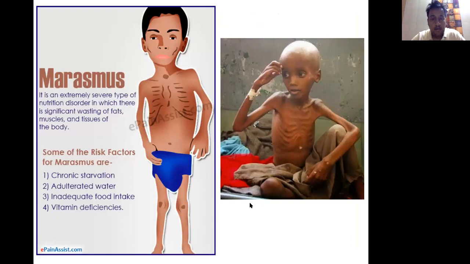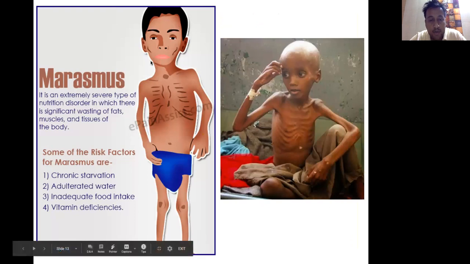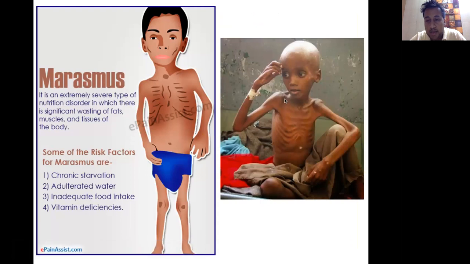So here you can very well see the picture of a child suffering from marasmus. This is the actual child, while this is the pictographic representation. Here you can easily count his ribs. You can easily see all the bones, very thinned out limbs, folded skin, and sunken eyes. So marasmus is an extremely severe type of nutrition disorder in which there is significant wasting of fats, muscles, and tissues of the body.